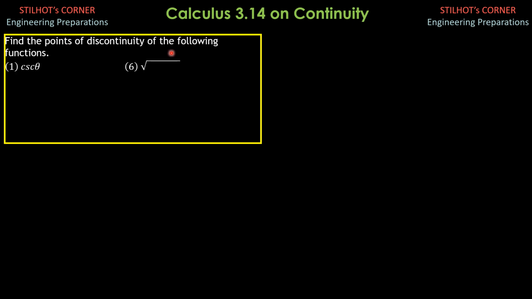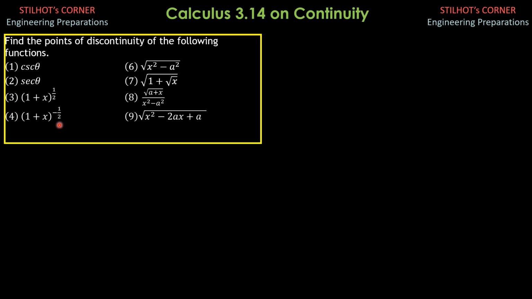So these are the problem exercises. Find the points of discontinuity of the following functions: cosecant theta, secant theta, quantity 1 plus x to the 1/2, 1 plus x, quantity 1 plus x to the negative 1/2, quantity 1 minus x to the negative 1/2, square root of x squared minus a squared, square root of 1 plus square root of x, then square root of quantity a plus x over x squared minus a squared, square root of quantity x squared minus 2ax plus a squared, and square root of 2ax, quantity 2ax minus x squared over a squared minus x squared, and three more here. So let's have cosecant theta first.